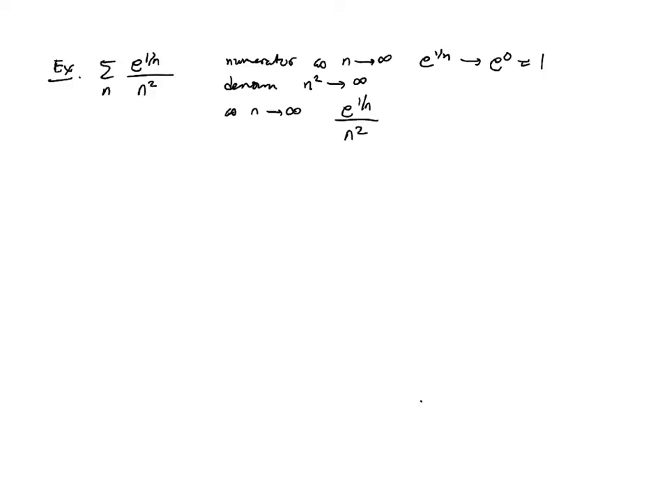But since it's got both those pieces, it really isn't either one. But what you can see is that the numerator, as n goes to infinity, has its limit, well, it goes to e to the 0, which is just 1, and that denominator has its limit at infinity. And what that says is that as n goes to infinity, this e to the 1 over n over n squared is really behaving like 1 over n squared.